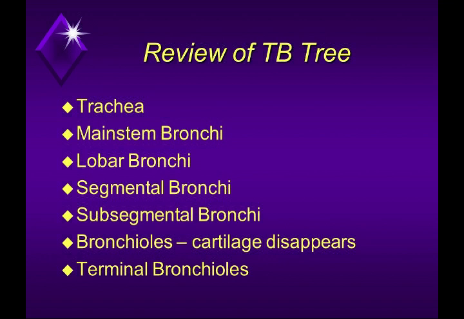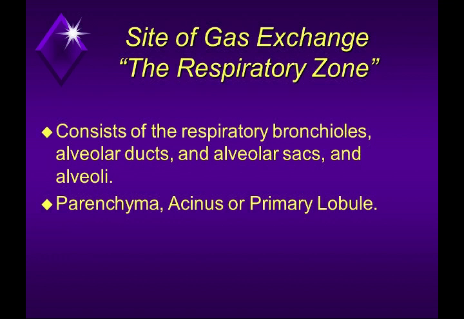Generation 0 trachea, main stem, lobar, segmental, subsegmental, bronchioles, and terminal bronchioles. Whew. Branch, branch, branch, branch, branch. Now we get to the cool part. Now we get to the respiratory zone. Okay? This basically is everything distal to the terminal bronchiole, which includes the respiratory bronchioles, structures called alveolar ducts, alveolar sacs, and individual alveoli. Collectively, these are known as the acinus or the primary lobule.